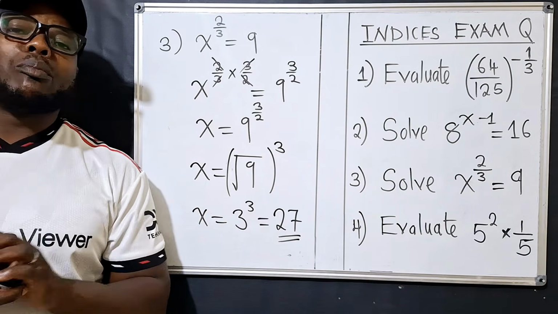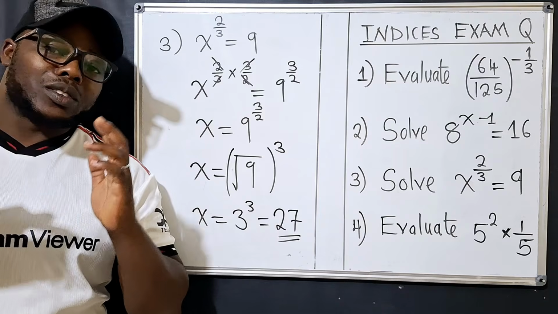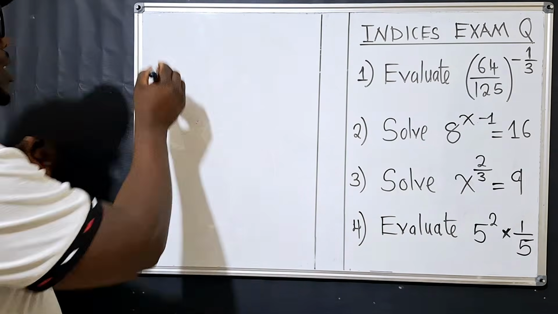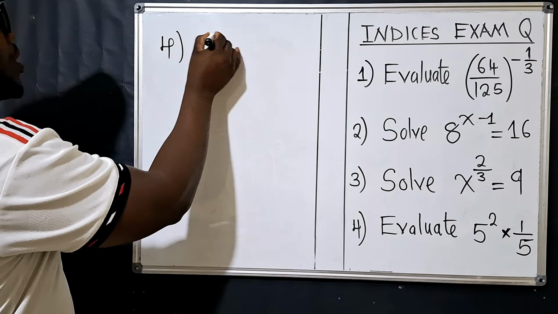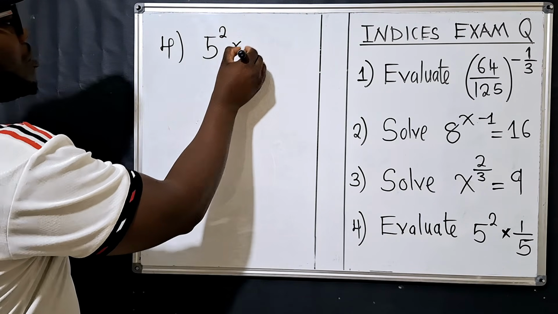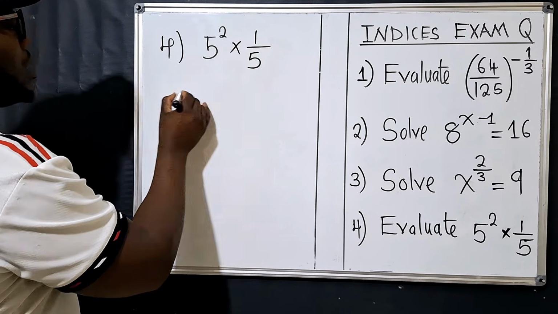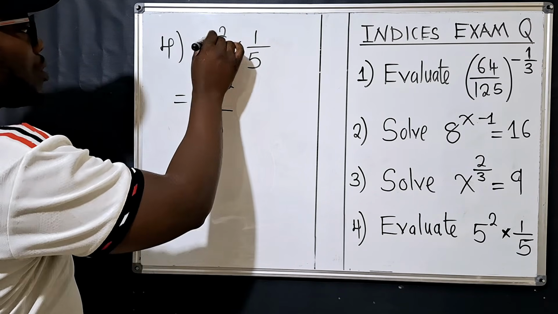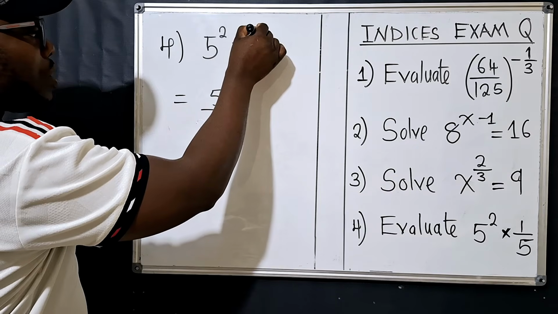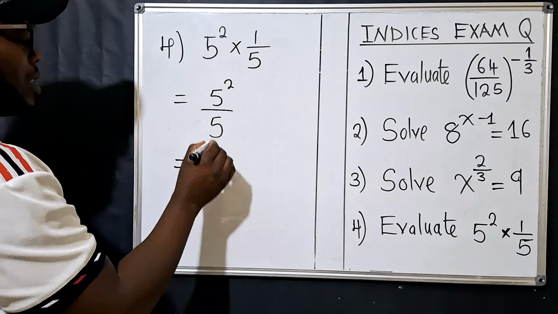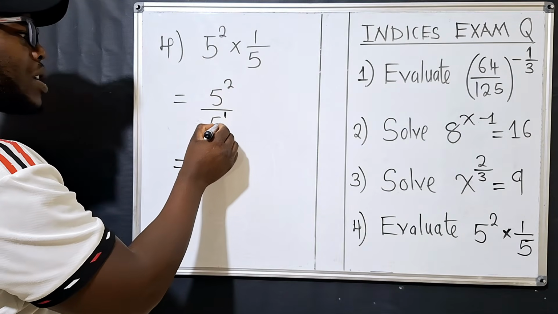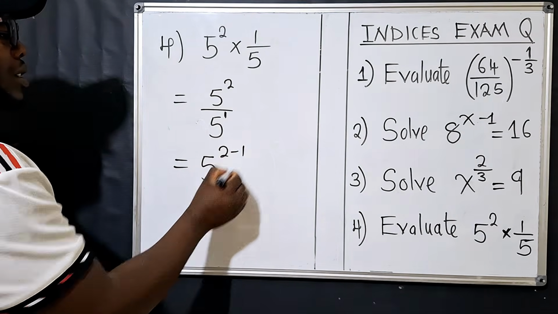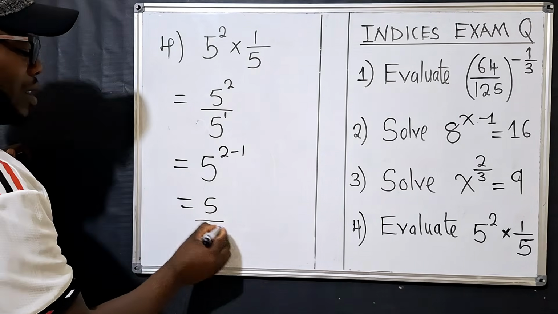Let's go to question number 4 and see what we're supposed to do. For question number 4, we need to evaluate. We've got 5 power 2 times 1 over 5. So this will be 5 power 2 over 5. Just multiply this times the numerator here. It will give us that. In the laws of indices, there is a power 1 here. When the bases are equal to each other, you subtract the powers. And this will give us a 5.